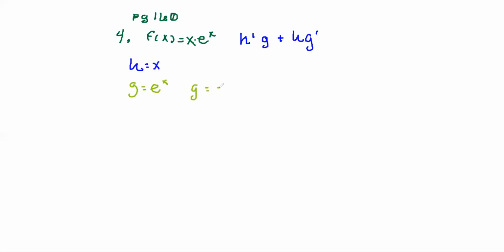So g prime is going to be e to the x, and h prime is going to be 1, because if you take the derivative of x, it's 1. So, had you used the chain rule, if you had not recognized that this was not a chain rule worthy problem, and said that, okay, this is going to be h and this is going to be g, and I'm just going to use this formula, you're going to be off by a little bit. And this is added, not multiplied. So there is a difference, because for chain rule, you need to have a function within a function.